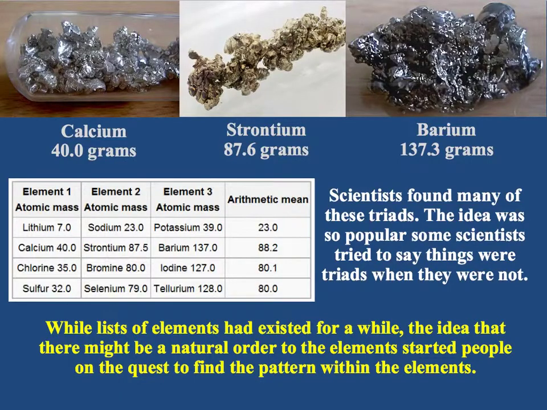As more and more elements were discovered, scientists started to try putting these elements in groups or lists or patterns. Once they realized they were coming up with quite a few elements and there was some kind of order to them, they tried to find the pattern to how the elements fit together.